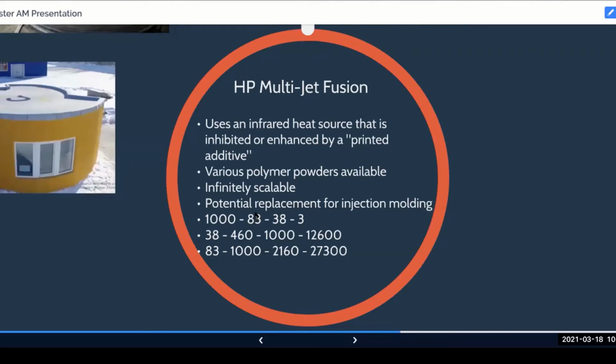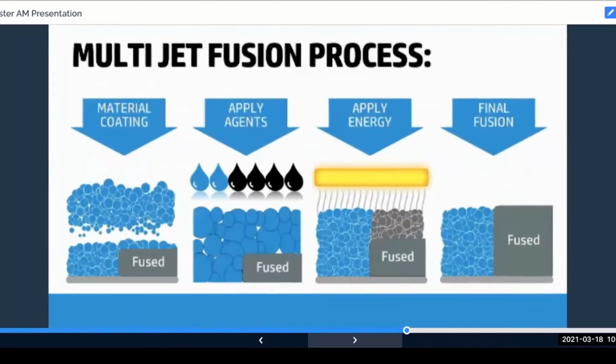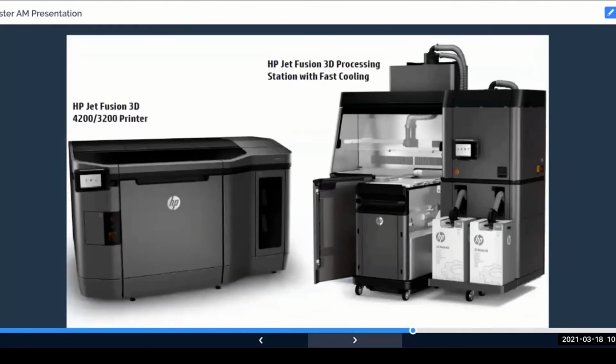83 is if we took that and we used an FDM printer. So it would take us 83 hours to print 1,000 parts with an FDM. The 38 is SLS, so that's the laser-based polymer, like laser powder-based polymer solution. It would take 38 hours to make those same 1,000 parts. With HP technology, it takes us 3. So incredibly fast process.